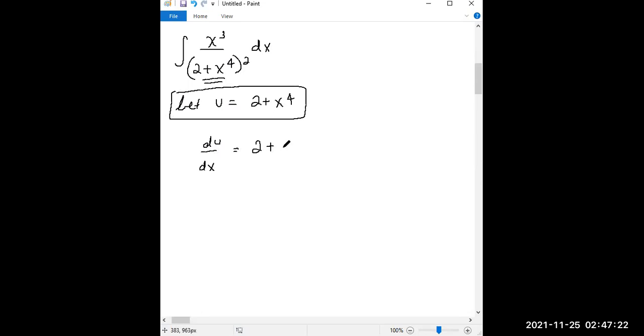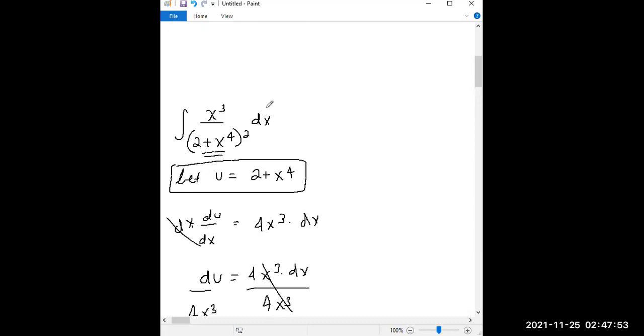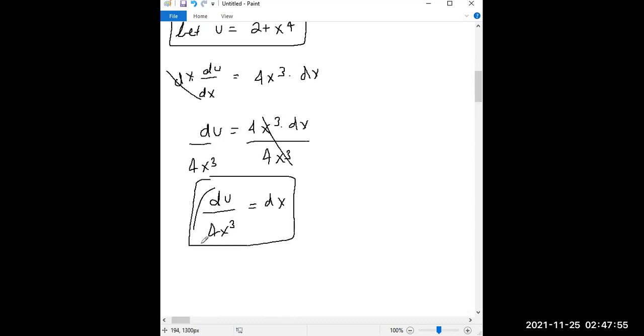What does that equal? The 2 goes to 0, so we have 4x to the 3rd. And then I solve for dx. People do it differently, but du equals 4x cubed times dx, and I'll divide both sides by 4x cubed. So I have du over 4x cubed equals dx. Now I can essentially omit this dx from here and replace it with this guy.